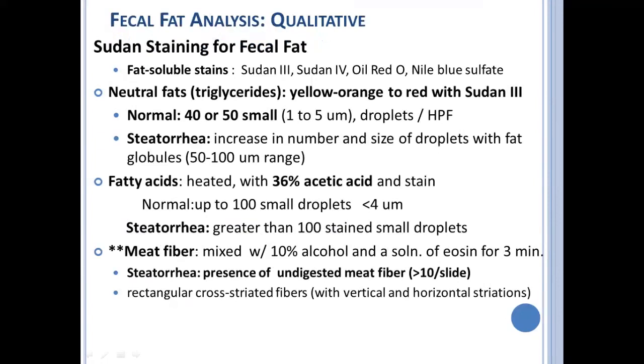So, ano yung test? Paano ginagawa yung test? You have the Sudan staining for fecal fat. Lalagyan natin ng stain, kukulayan natin. The stains that we are going to use, pili ka lang dito, but the commonly used is the Sudan 3. These are fat-soluble stains. Pwede kang pumili dyan.